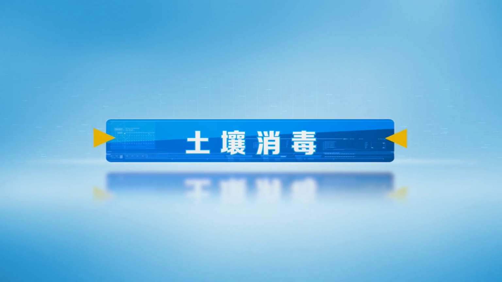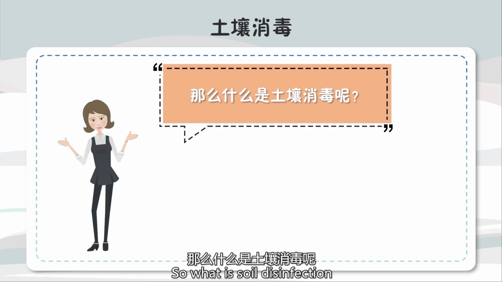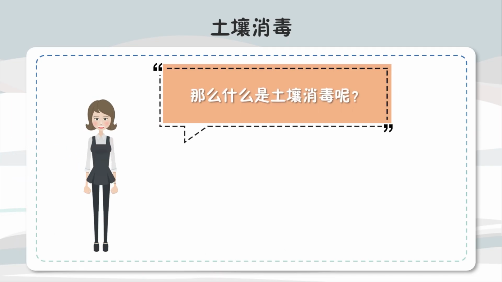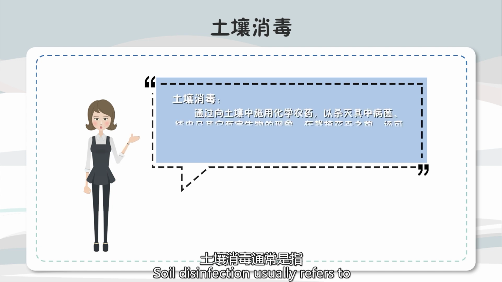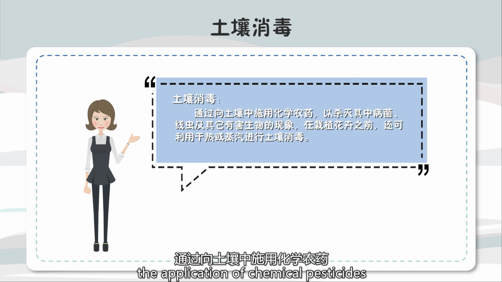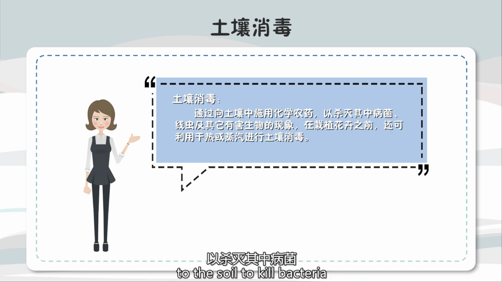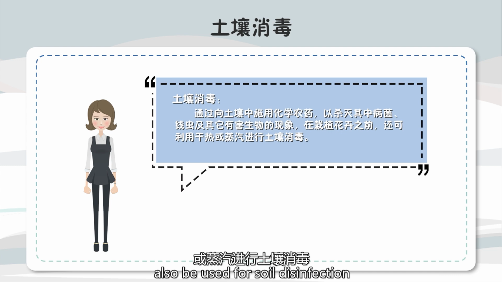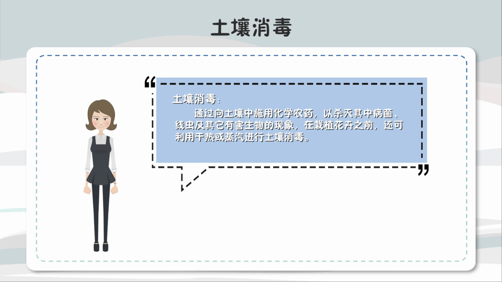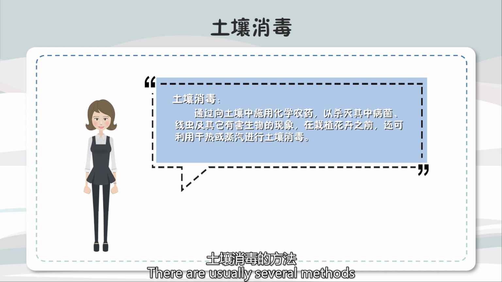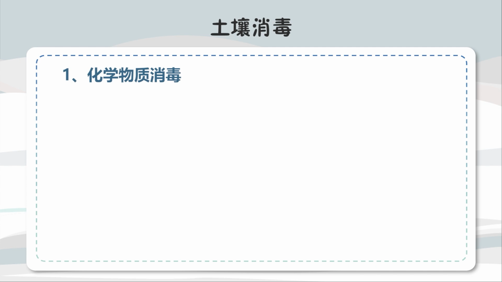So, what is soil disinfection? Soil disinfection usually refers to the application of chemical pesticides to the soil to kill bacteria, nematodes, and other harmful organisms. Before planting flowers, dry heat or steam can also be used for soil disinfection. There are usually several methods for soil disinfection.